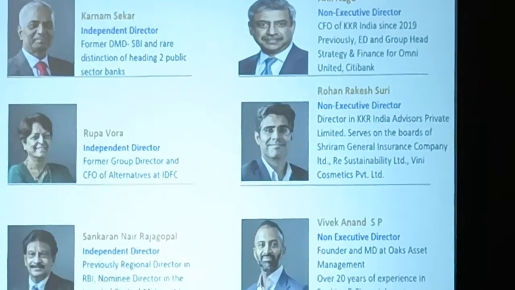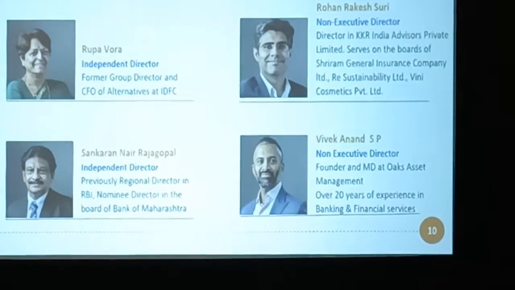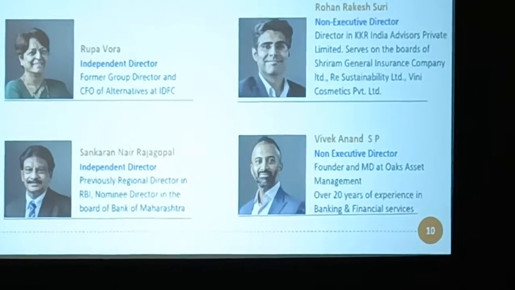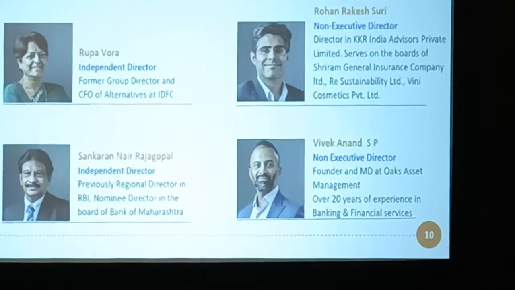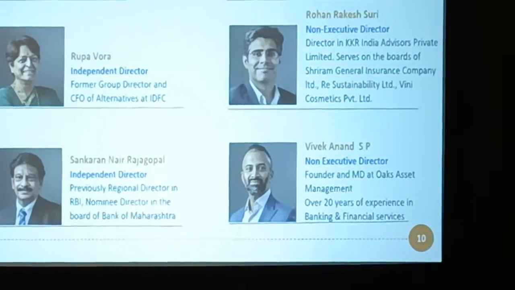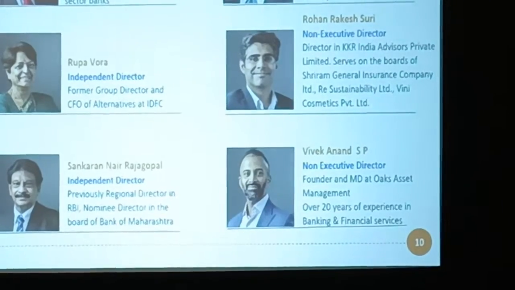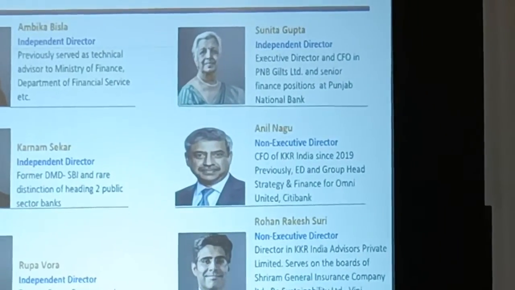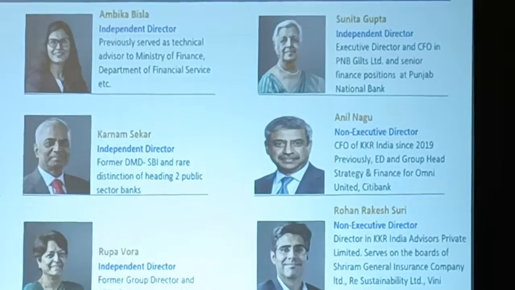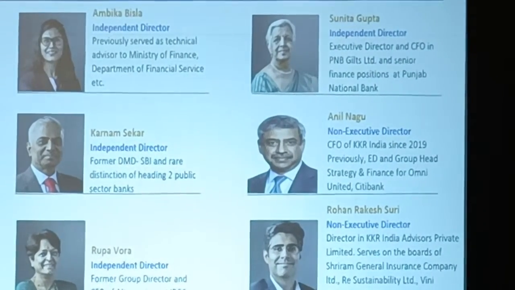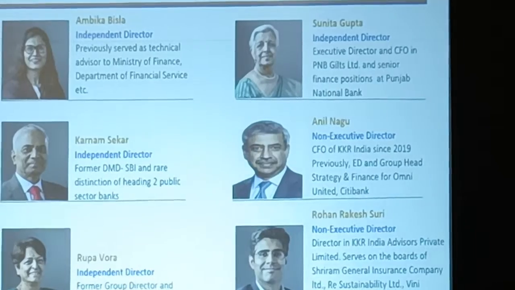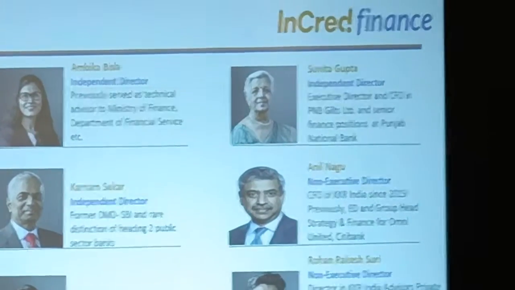Rupa Vora has been the former group director and CFO at IDFC Alternates. She's on many boards. She's our audit committee chairman. Lady who I think has a very detailed orientation. Dr. Sankaran Nair Rajgopal has been previously a regional director at RBI and nominee director earlier in the board of Bank of Maharashtra. So if you look at the mix, and Sunita Gupta, she has been with PNB and PNB Housing, executive director and CFO at PNB Housing in her last role, and she has had several senior positions at Punjab National Bank. So if you look at the mix of directors, you would see public sector bank, RBI, you would see a person from a finance field, risk field, and you would see people with public policy experience as well.